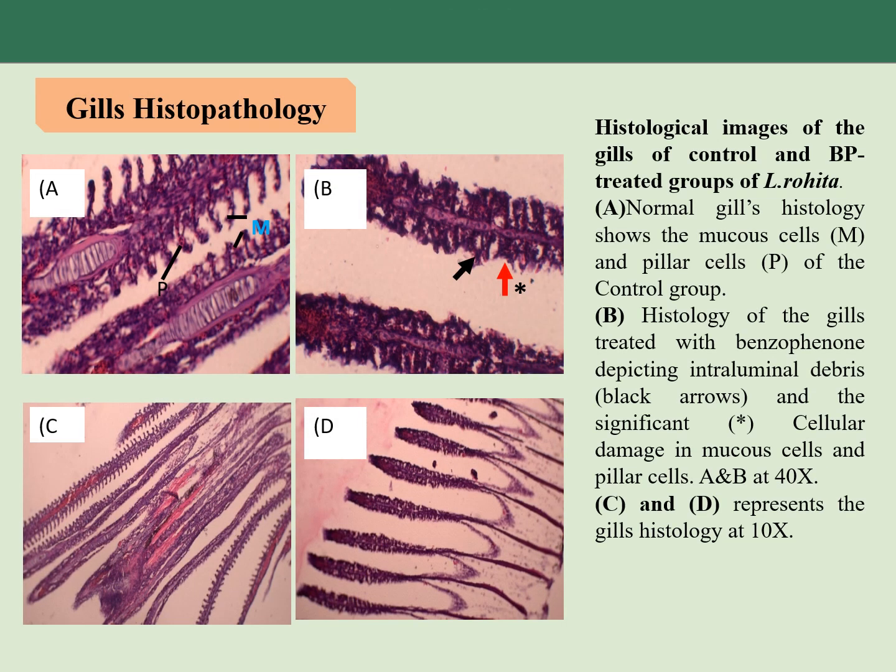These are the histopathological slides of the treated and the normal gills. A is the slide of the normal gill, which clearly shows the normal histology of the mucus cells and the pillar cells. While in B we can see the black arrow showing the intralaminar debris, and the other arrow shows the cellular damage in the mucus and the pillar cells, which confirms the toxic effects of BP on the gill histology.